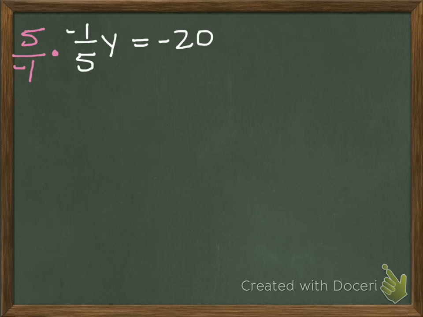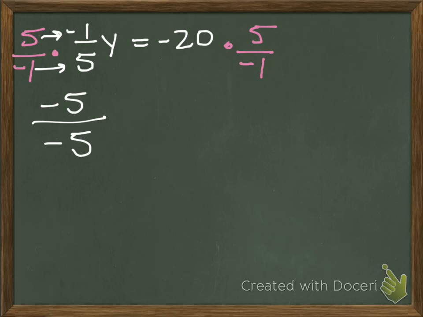So we multiply that side by 5 over -1, but whatever we do to one side, we have to do to the other. And then, here's what happens. Now I could, if I wanted to, multiply straight across, and I can get 5 times -1, which is -5, and then -1 times 5 is -5, and then -5 divided by -5 would be +1, because remember, a negative divided by a negative equals a positive. I could do it that way, but I could also do it this way.